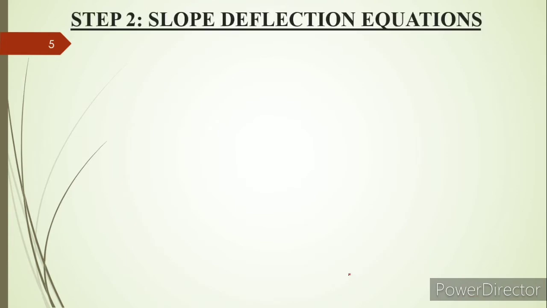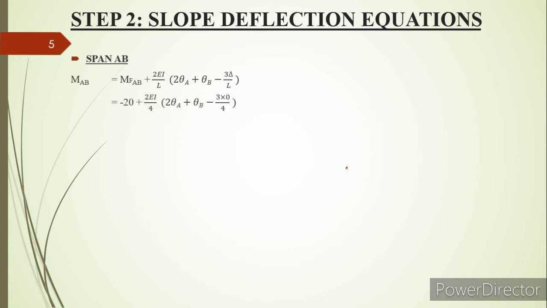The second step is to write down all the slope deflection equations. So for span AB, MAB is equal to M of AB plus 2 EI by L into 2 theta A plus theta B minus 3 delta by L. Then substitute the value of M of AB as minus 20 and delta equal to 0. Here also there is a term theta A. Theta is the rotation or slope of the support A. Here the support A is a fixed support. For a fixed support we know that the value of slope or rotation theta is equal to 0. Then substitute theta A equal to 0. We get MAB is equal to minus 20 plus 0.5 EI theta B.